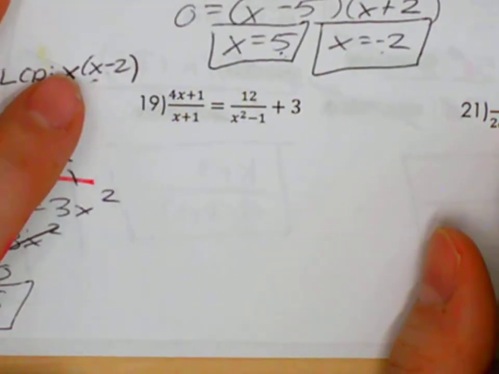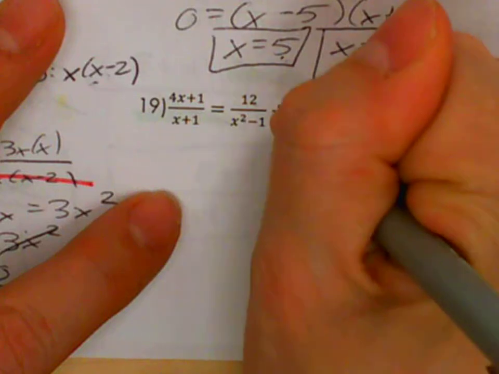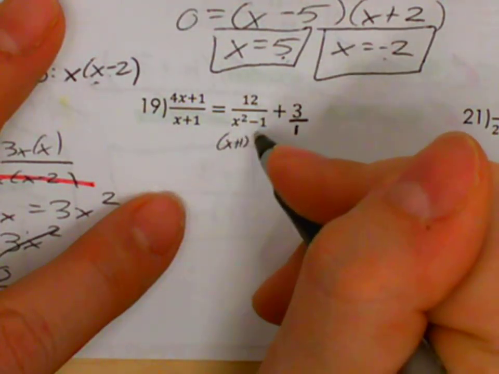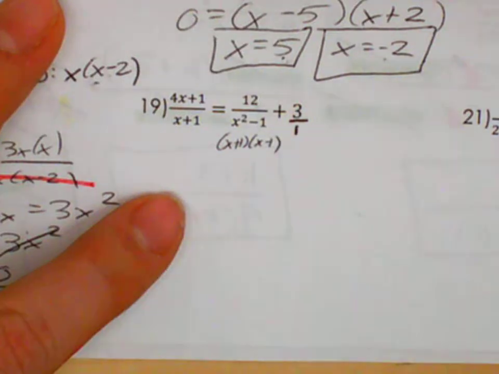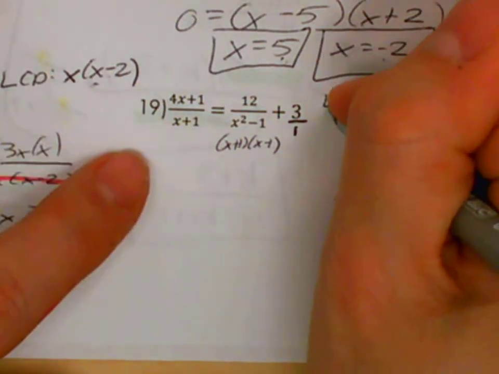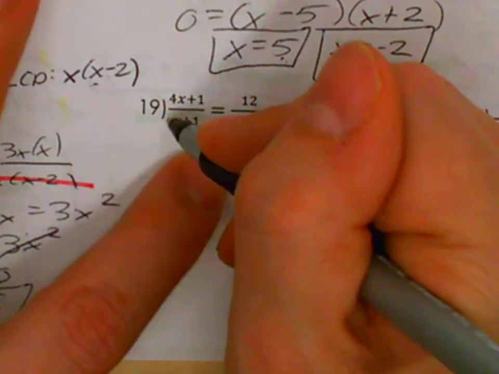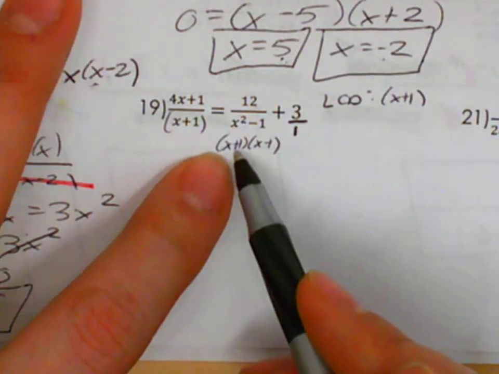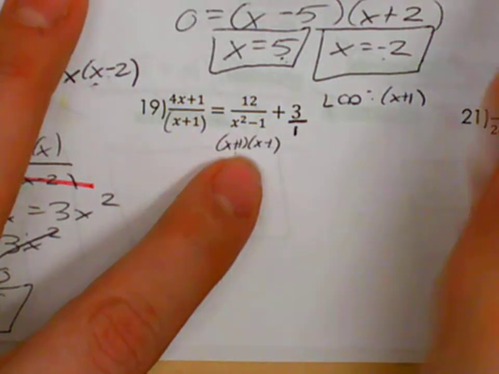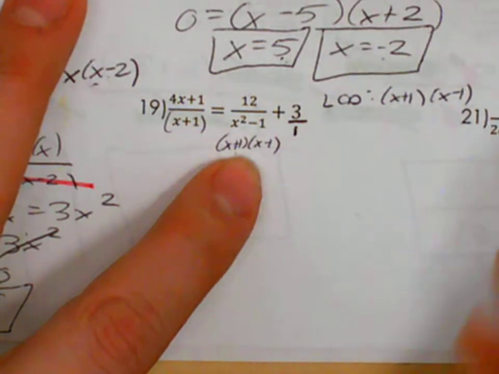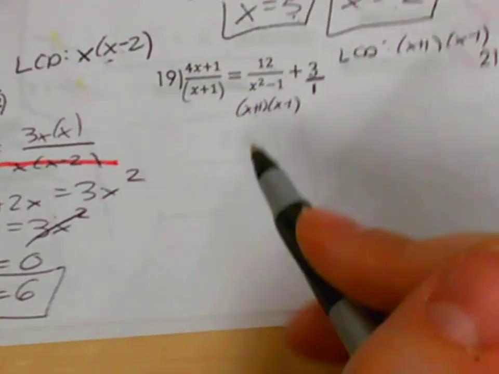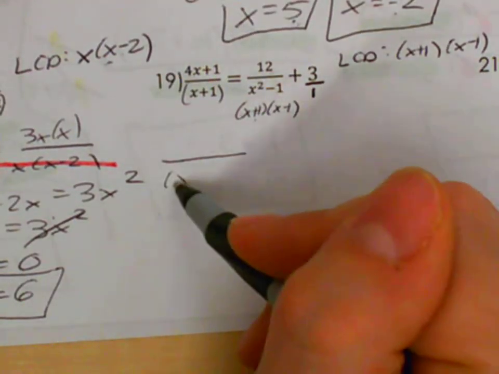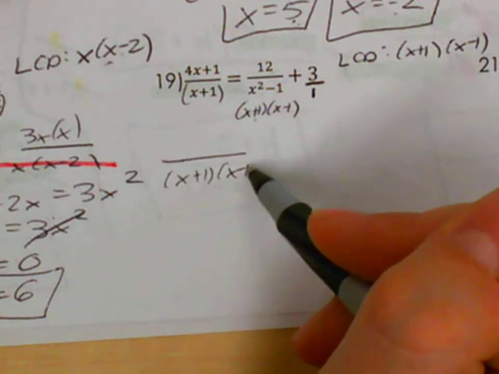On number 19, I'm going to write this over 1 so I have a fraction. And I'm going to factor this difference of squares to be x plus 1, x minus 1. So now I'm looking for the least common denominator. It needs to include this x plus 1 over here. I don't need to include it again, but I do need to include this x minus 1. So when I'm looking at what am I missing, let's write my least common denominator first.